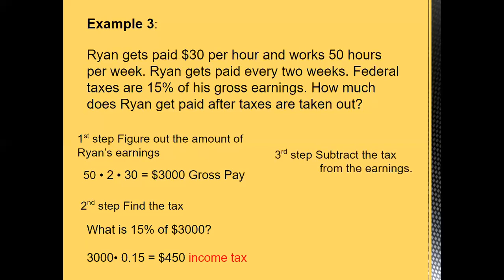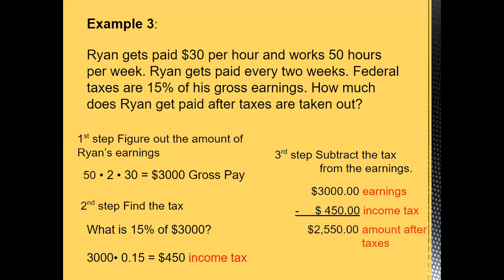I need to subtract the tax from his earnings. So when I do 3,000 minus the $450, that leaves Ryan with $2,550. That's how much money Ryan makes after taxes. Again, multi-step question, but I'm going to go back and just make sure that my answer matches the question. How much does he get paid after taxes? And that's the right answer. $2,550 is the amount after taxes.